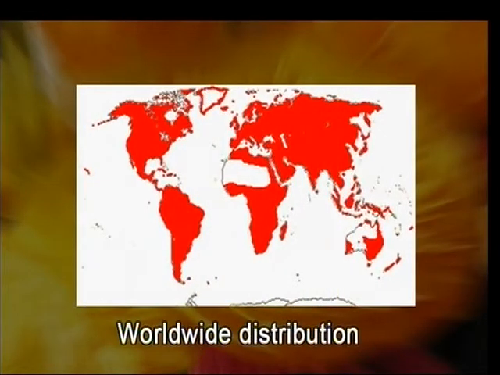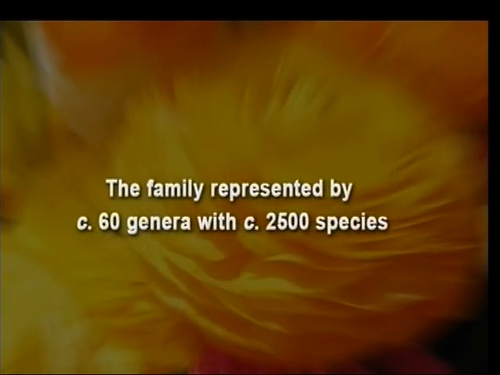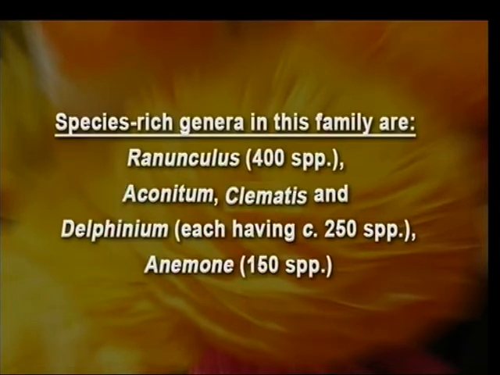Now coming to the 4th part of the lecture, that is diversity. Members of this family show a worldwide distribution. Ranunculaceae family members are growing all over the world, but they are especially characteristic of, and their main centers of diversity are in, the temperate and boreal regions of the northern hemisphere. The family is represented by about 60 genera, with about 2,500 species. That means reasonably a species-rich family.